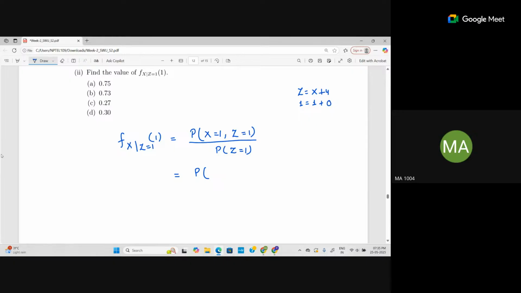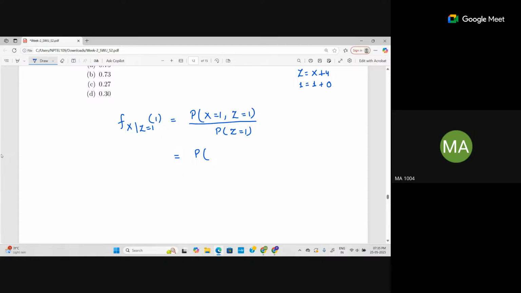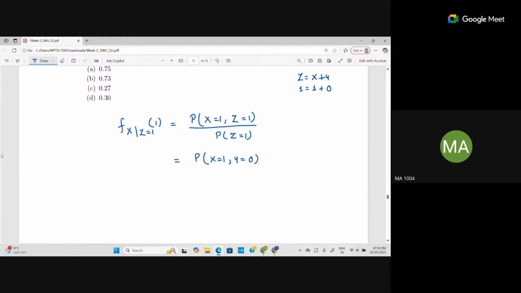So we can simply write this probability as X is equal to 1 and Y is equal to 0. So these two probabilities will be the same. We do not know the joint probability mass function of X and Z, but in this way we can calculate it. So this is the only case when X is 1 and Z is also 1.